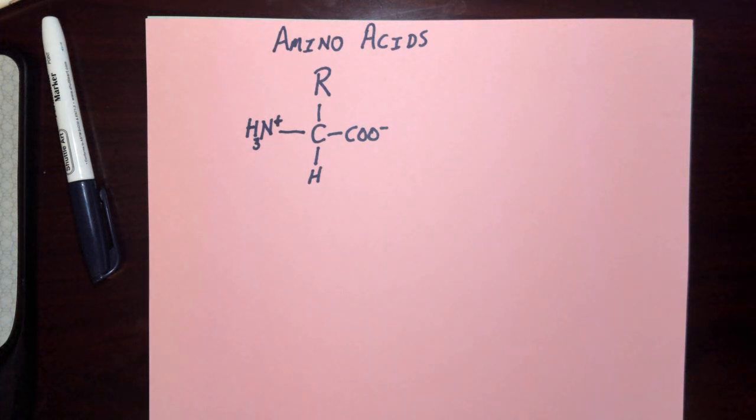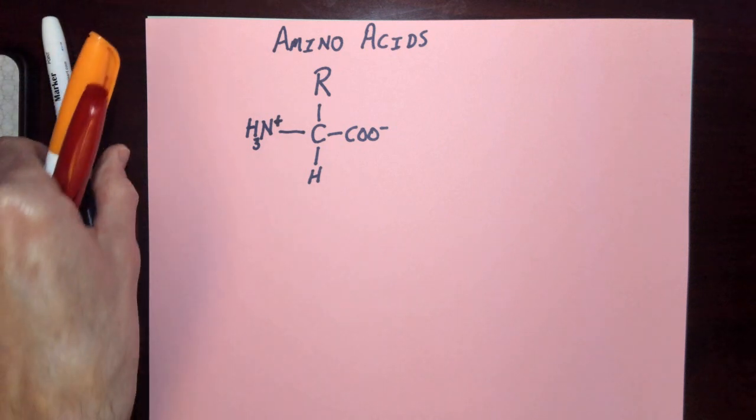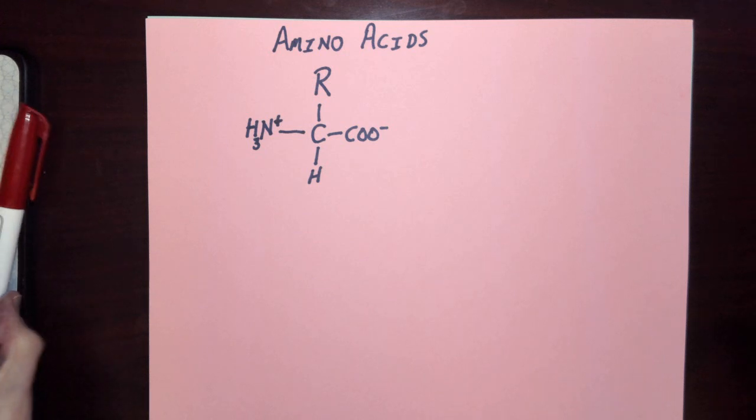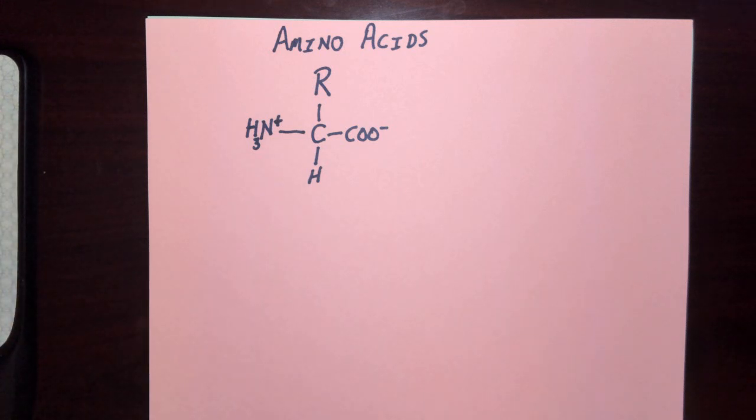Let's begin Chapter 19, Amino Acids and Proteins, by looking at the general structure and classification of amino acids. We often think of amino acids as the building blocks of proteins. These amino acids link together and build all the proteins in the body. Amino acids have a similar structure.